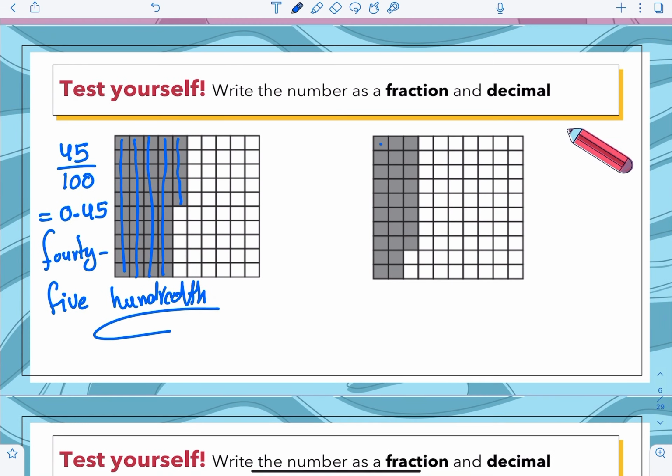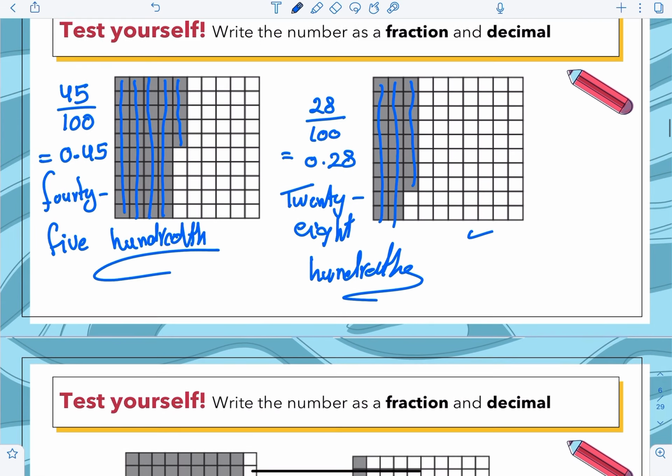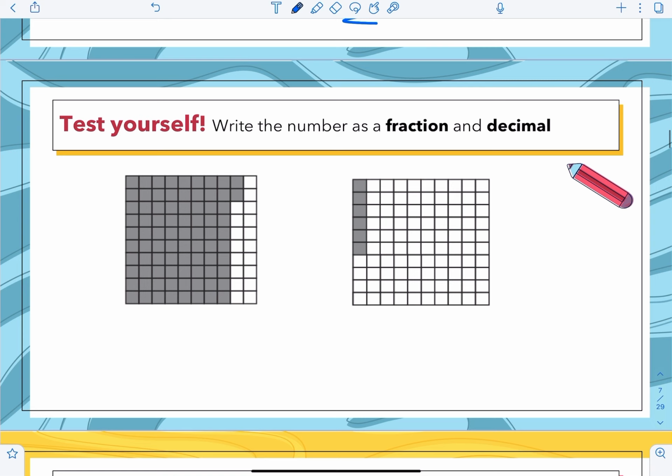Let's do the other one. Here I have, this is a whole line, 10, 20, and these are 8. So here I have 28 parts out of 100. In decimal, 0.28, and in words, you're gonna say 28 hundredths. So 28 hundredths is this model. Now I want you again to test yourself. So again, pause the video and try to answer these and then resume.